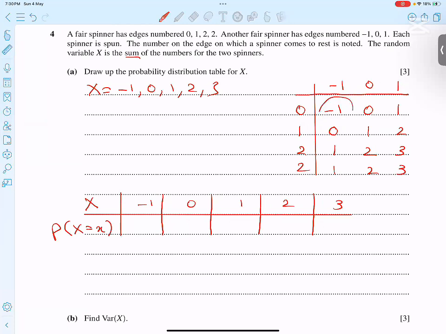So what are the chances of this? Total options are 3 into 4, 12. So if we count, these are 12 values. So I can say it is 1 over 12. How many zeros are there? 2 zeros out of 12.